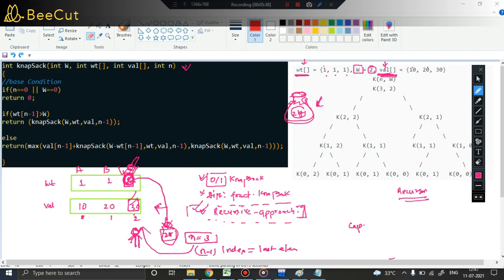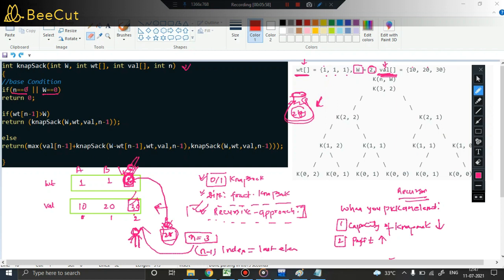So when you pick up an element, what are the changes observed? First thing, the capacity of the knapsack will decrease. Second, your profit is going to increase, right? You will add some amount to it. So how do you actually code this? So here we see. Now, how was the base condition designed?